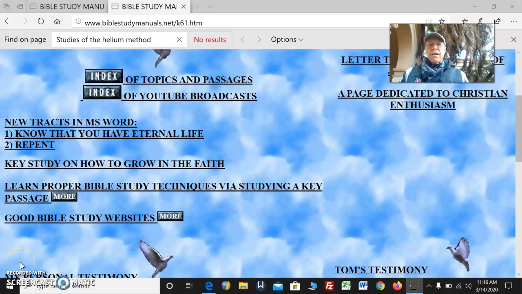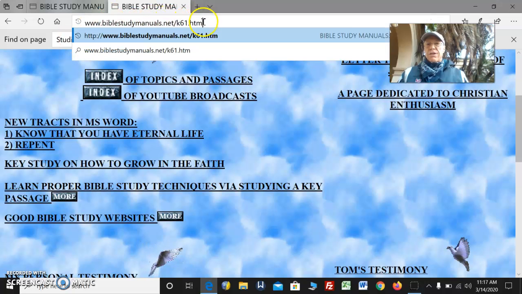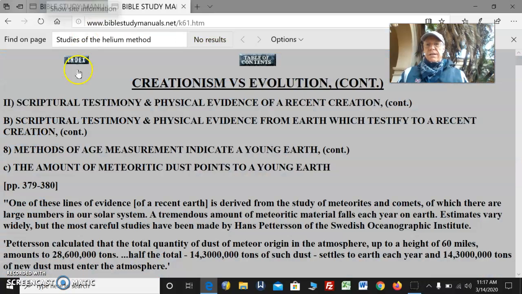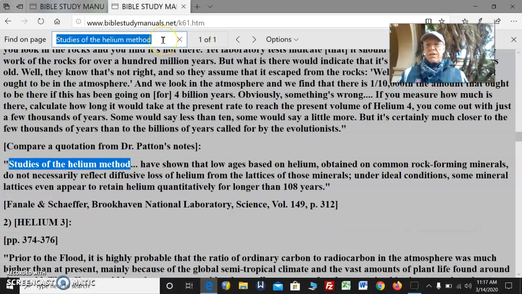Tonight we're on the study of the helium method, another age-dating method. We're concluding that. We're at Bible Study Manuals, K61.htm. Let's click on that and look for studies of the helium method.